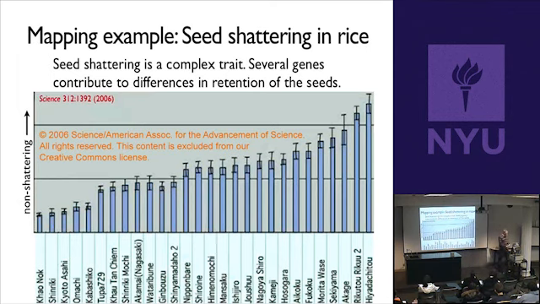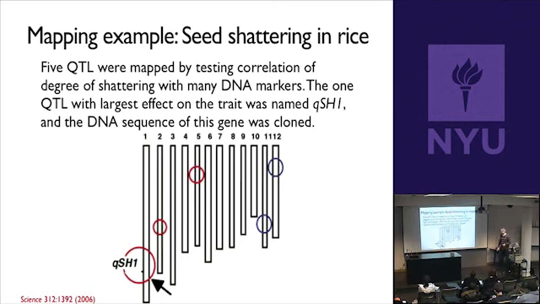When the mapping was done between these 2 strains, where one tends to shatter and the other doesn't, a few genes were identified as being associated with this trait. In particular, there was one major gene. This is a map of the 12 chromosomes of rice, and everywhere there's a circle is where there was a marker associated with the trait. The marker that showed the biggest association with the trait is in this gene called QSH1. That's just for shattering.